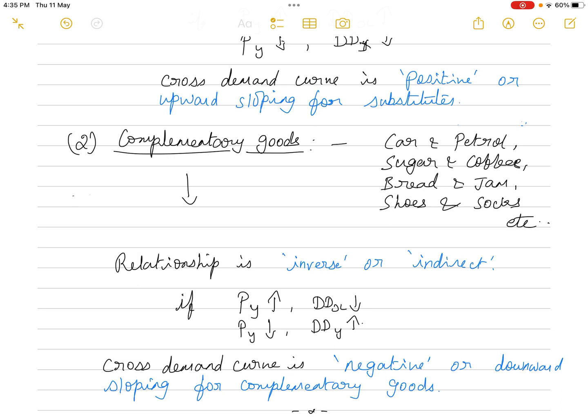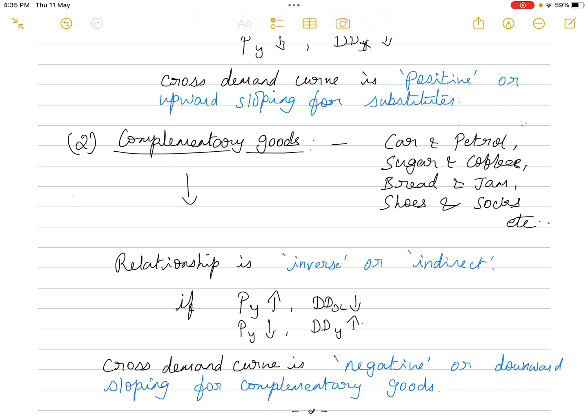Okay, so two goods that are required jointly or together in order to satisfy one particular want are called complementary goods. So car and petrol, sugar and coffee, bread and jam, shoes and socks, isn't it? They are all some of the complementary commodities.